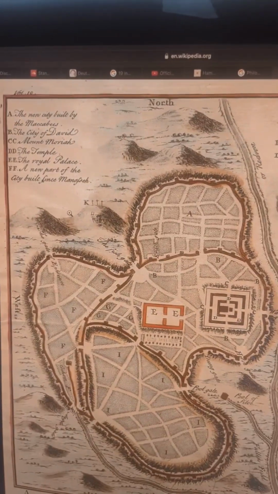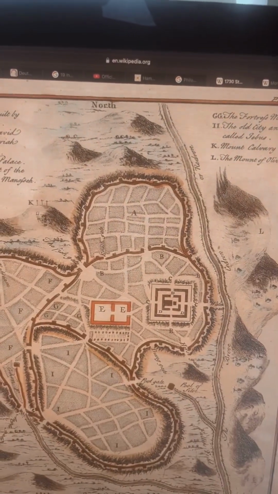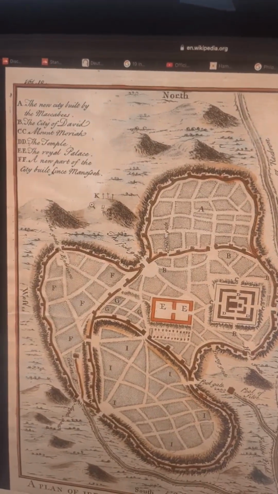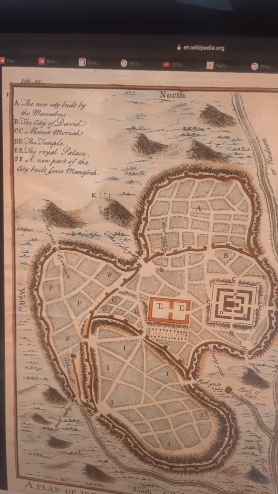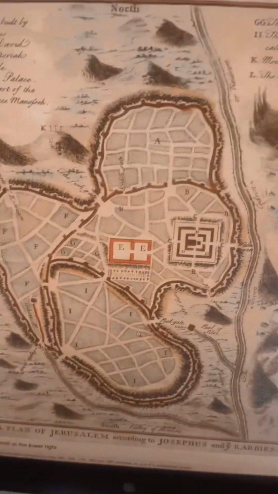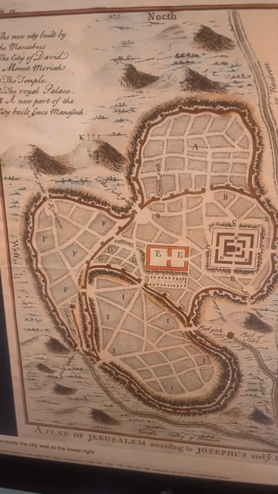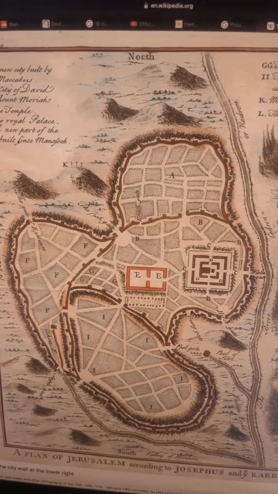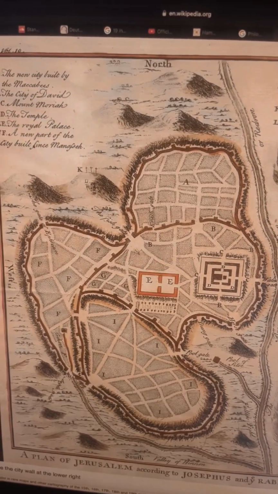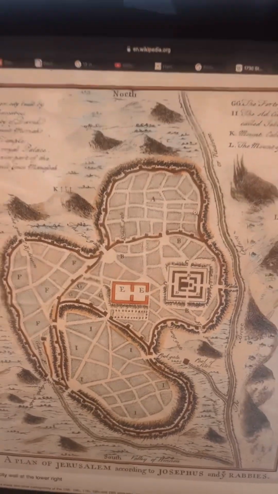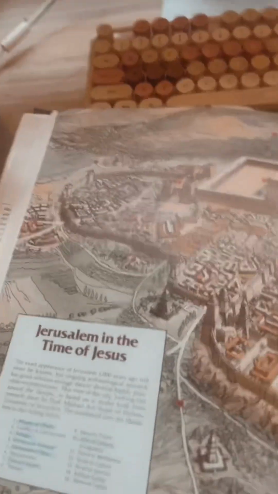And then K is Calvary, right here. The gate of Ephraim. North, east, south, west. Just kind of capture that in your mind. This is the fish gate. All right, let's go to this map now.